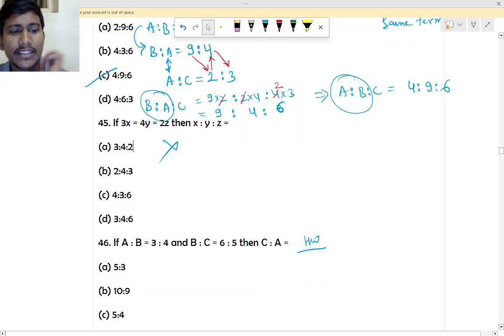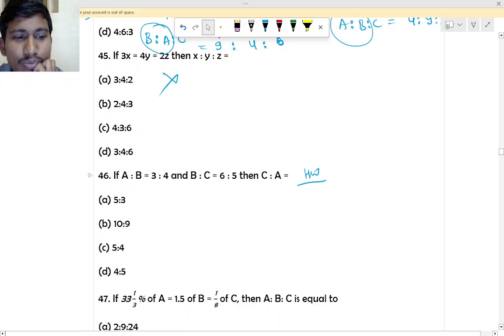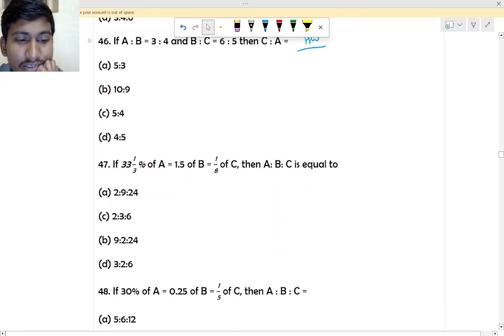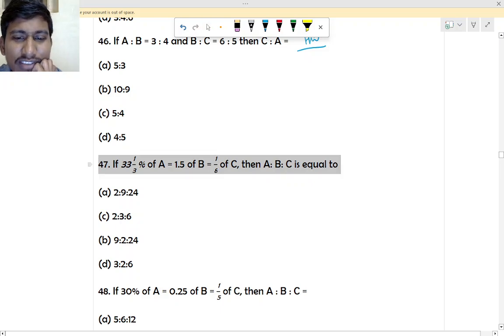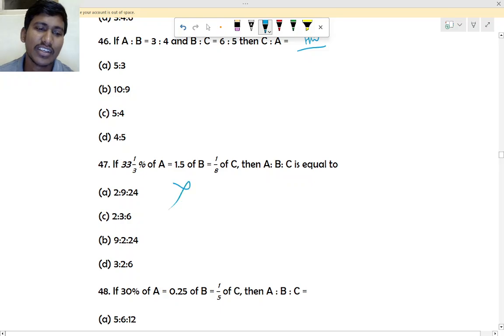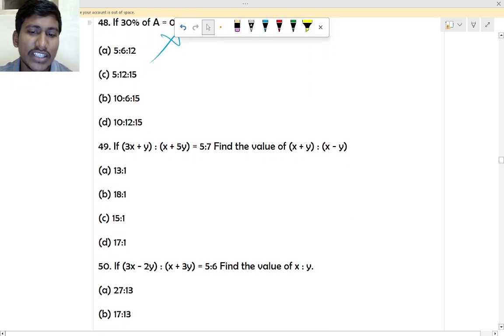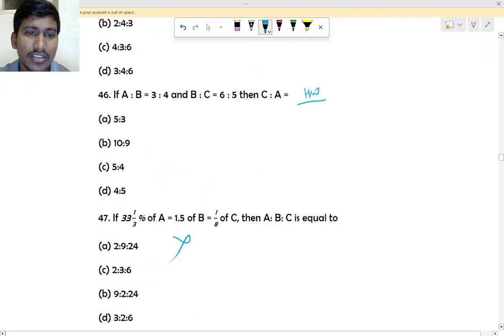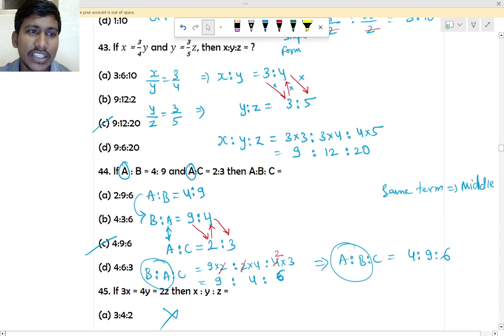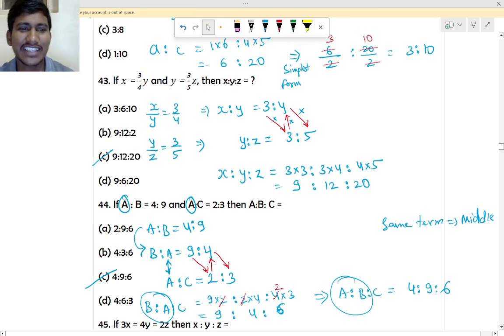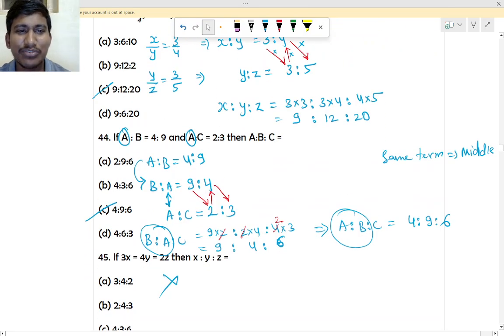45 is not there. Okay, 46, do it as homework. If AB is given, BC is given, you find CA. Will you do it? Yes, sir. Okay, so next is 47. Leave this, it is not there. 48, leave this. Okay. Next is 49. No, not there. 40, we did it. 43, right? We did 44 also.